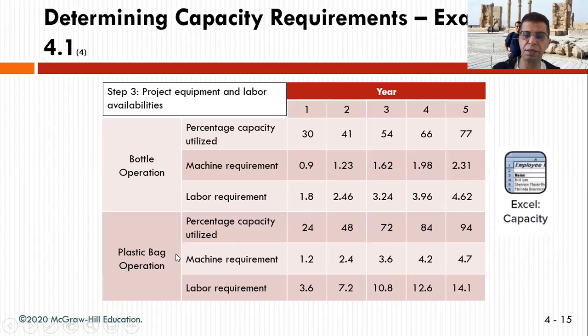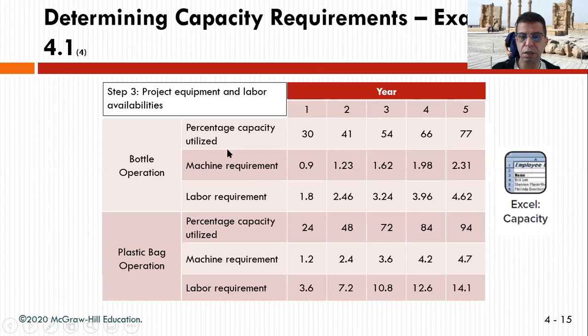And then in the plastic bags, the percentage we are utilizing in the first year is 24%, and the machine requirement is 1.2, which we have to operate. We cannot run 1.2 machines. So you need to add 0.9 and 1.2, which becomes 2.1. Still, you have to operate at least 3, and the labor requirement is 3.6, which is 4.